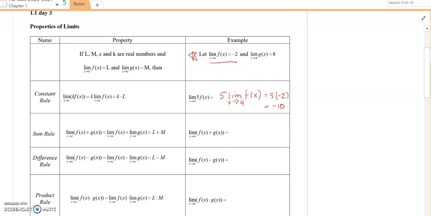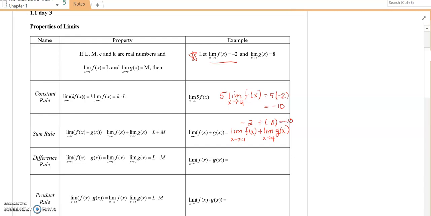The sum rule is sum and difference. I mean, they follow the same suit. I'm simply breaking this up into two limits, and I understand that that is going to be -2 plus -8, and I'm going to get -10.